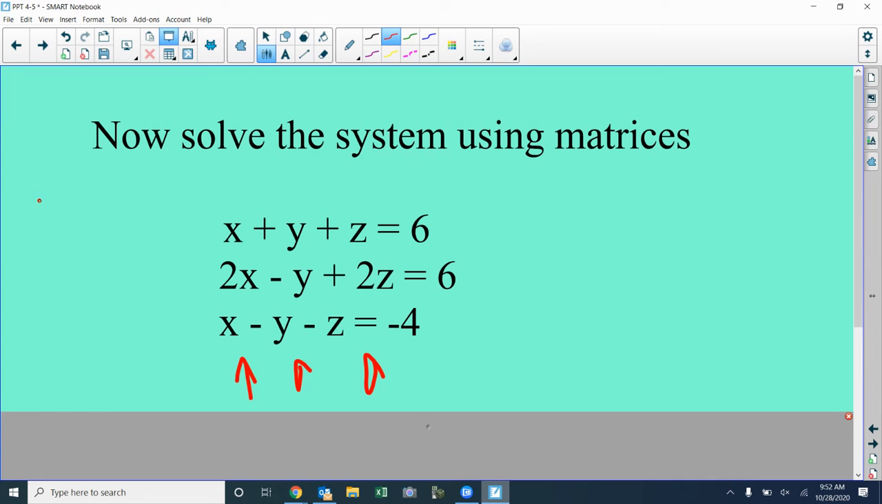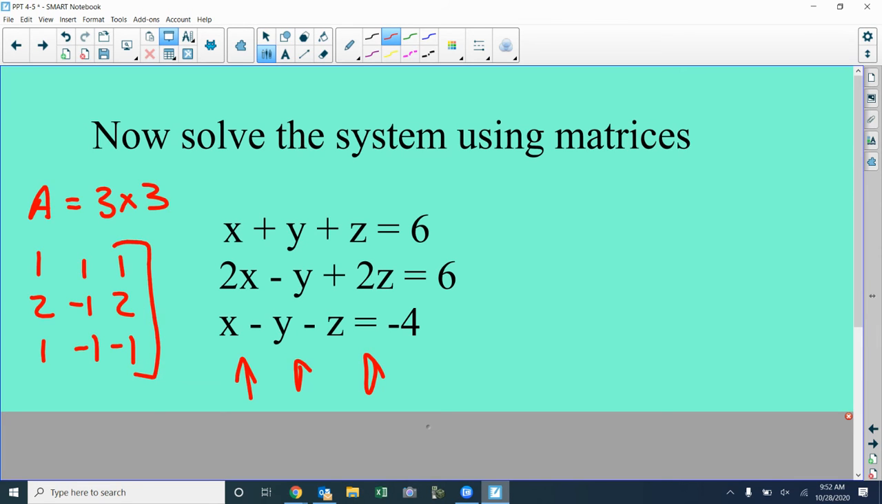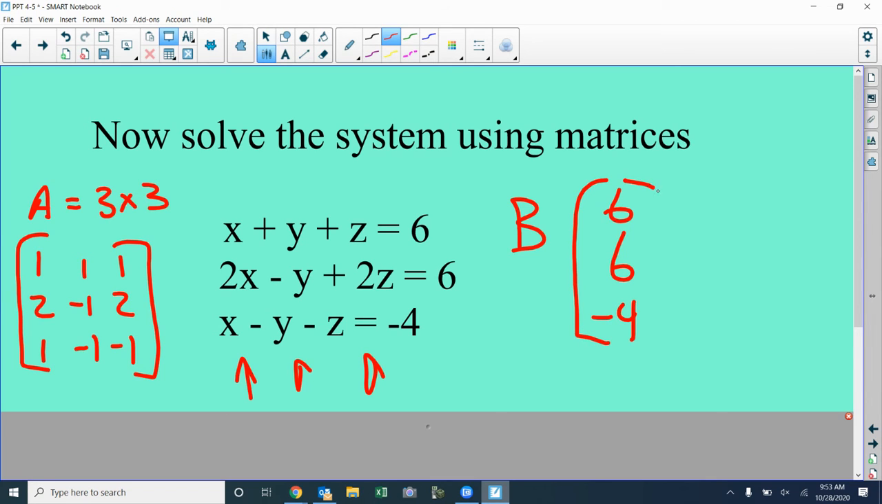Now, though, my matrix A is not gonna be a 2 by 2, it's gonna be a 3 by 3. Top row, 1, 1, 1. 2, -1, 2, 1, -1, -1. My B, 6, 6, -4. Don't forget your inverse.